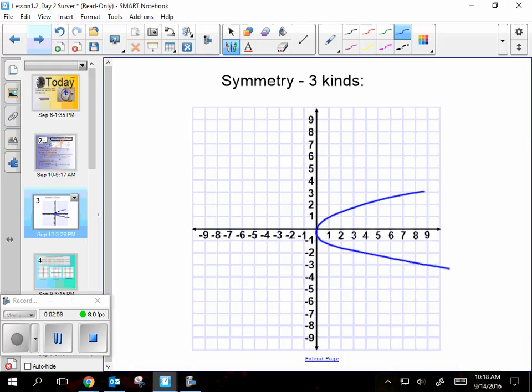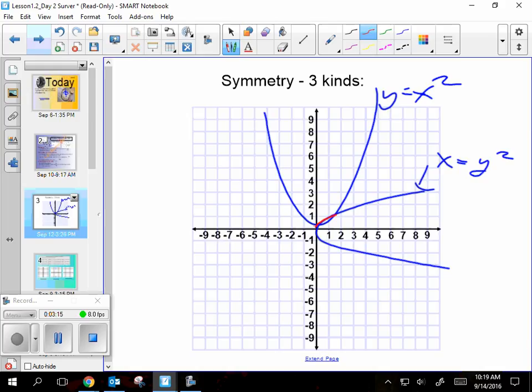X-axis symmetry. By the way, you know this one is a parabola, right? And it's y equals x squared. Do you know what that one is? It's x equals y squared. I know some of you are thinking, but isn't there a square root graph in there somewhere? Yeah, this is the square root graph. And it's got a reflection of the square root graph right there. Does that make sense to you?